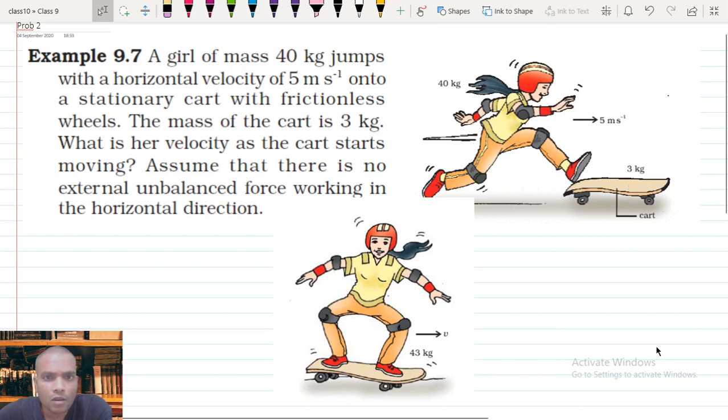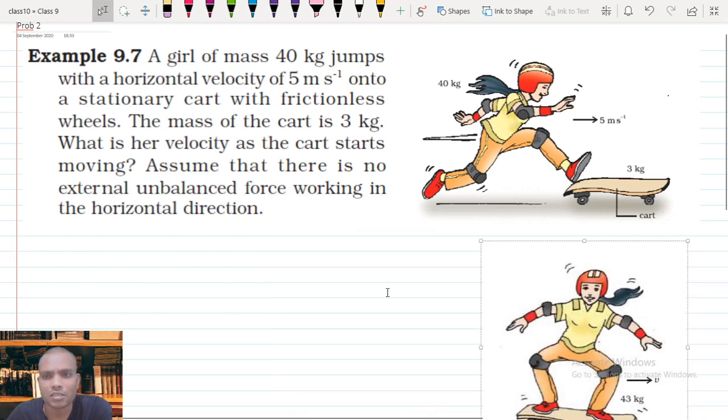After jumping, here we need to calculate what is her velocity as the cart starts moving. When she is running and jumping on a stationary cart, after that the cart along with the girl both move together with a velocity v. So we need to calculate the velocity. And here they give certain assumptions: there is no external unbalanced force working in the horizontal direction. It means there is no other external force.